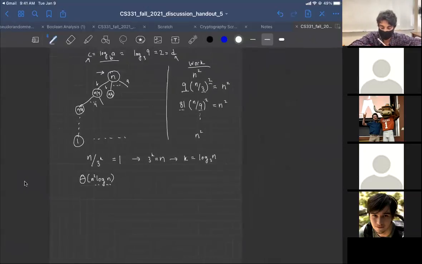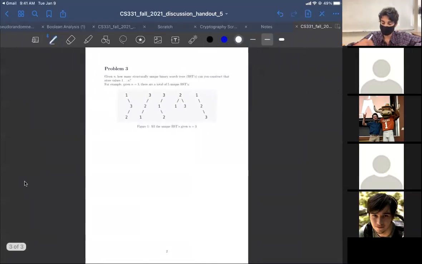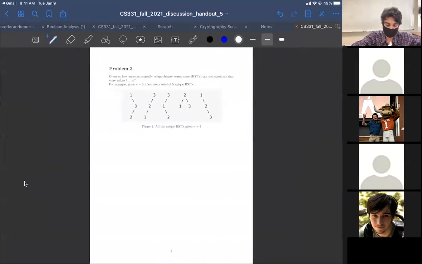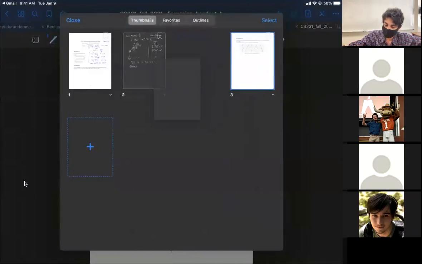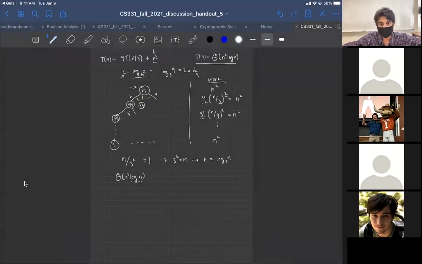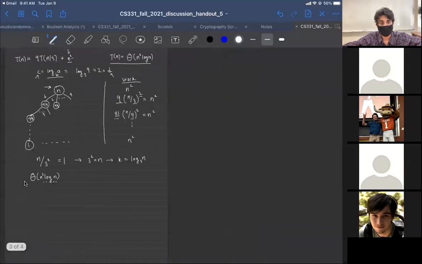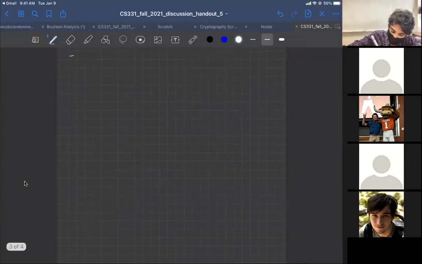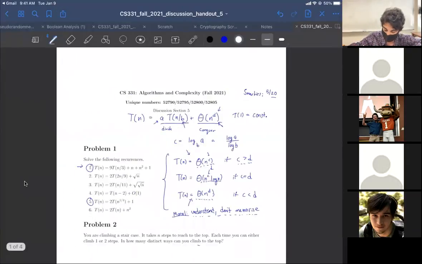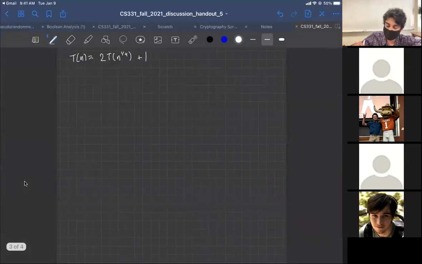Okay. So now let's think about problem number 5. I should have created another one. Any questions about this one though? Okay, so we're going to talk about number 5, which is T of n equals 2T of n to the 1/4 plus 1. Is that right? Yeah, that's the problem.